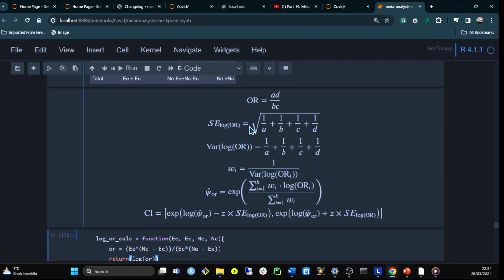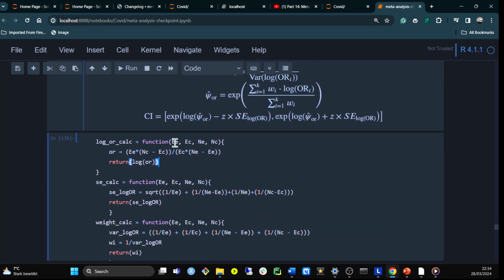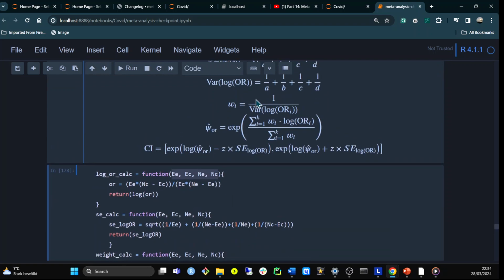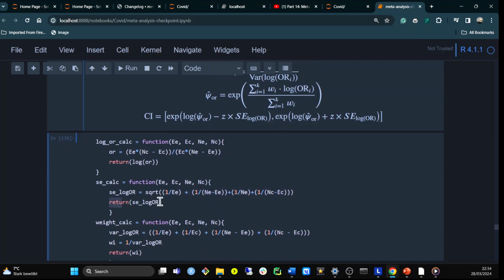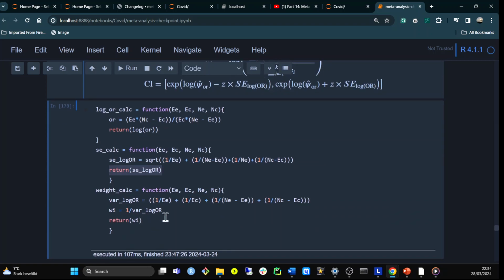Similarly, I also created a function for the standard error of the log odds ratio, and to get that, we simply need all these values again. We need all of them, and then the formula is this. We take the square root of the sum of the inverse of each value, and that will return the standard error of the log odds ratio. That's how we calculate the standard error.